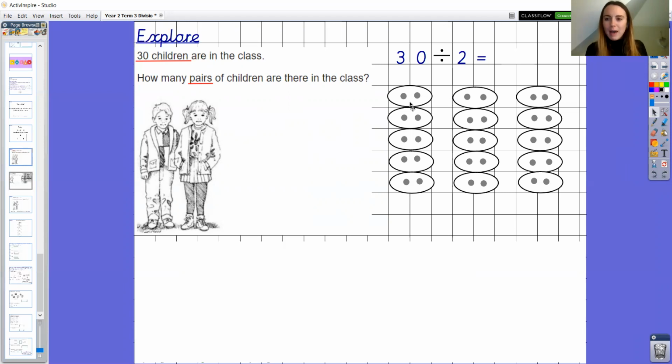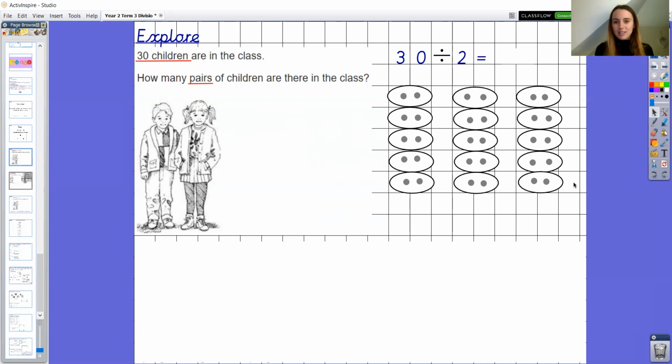But before we count how many groups, I'd just like your help to count in twos to check that I've grouped in twos up to 30. Okay, so you ready to join in with me, Year 2? You ready? 2, 4, 6, 8, 10, 12, 14, 16, 18, 20, 22, 24, 26, 28, 30. Brilliant counting in twos, Year 2.